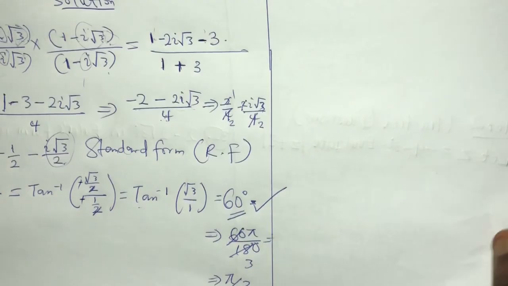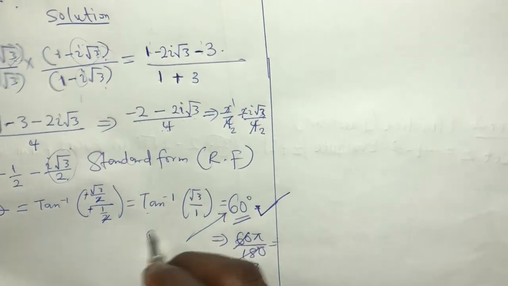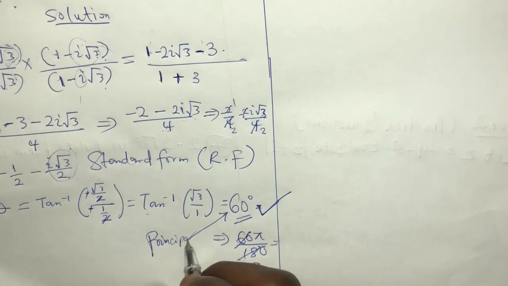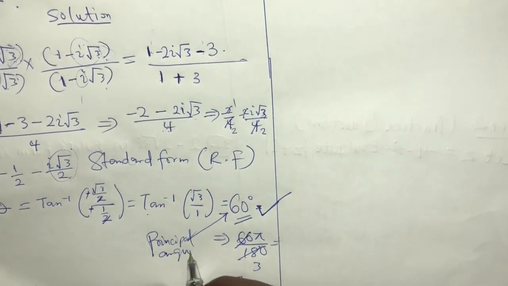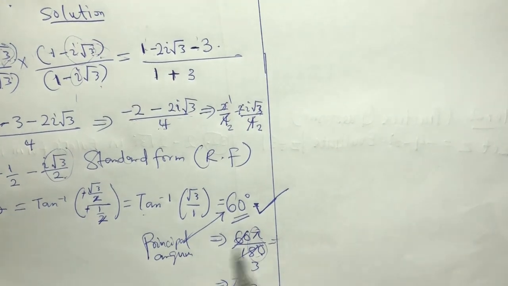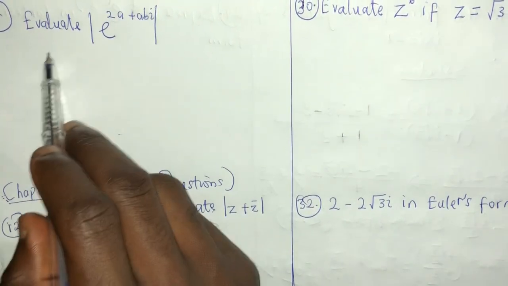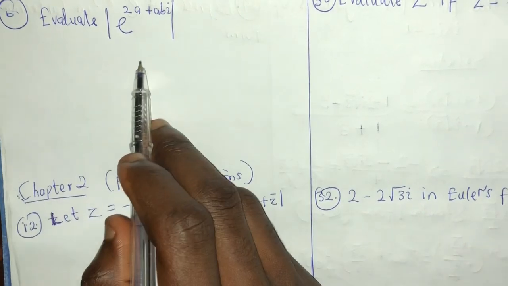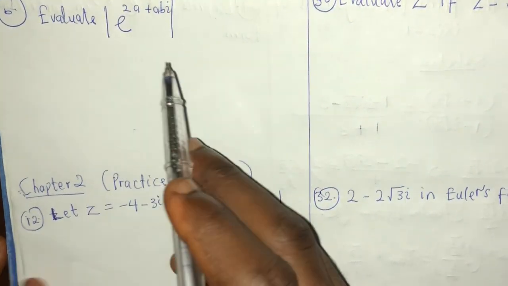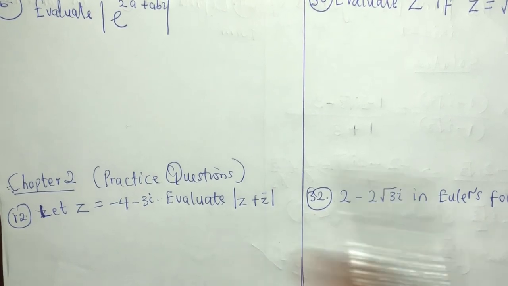But the answer is 60 degrees for a principal argument. Please pay attention to all of this type of argument. For ordinary argument, you leave it ordinarily in terms of what? In terms of pi. But for principal, you leave it in angle. We are asked to evaluate this. Now, this question will definitely come out in maybe your CBT test or exam. So please pay attention. Now, how do we do this?